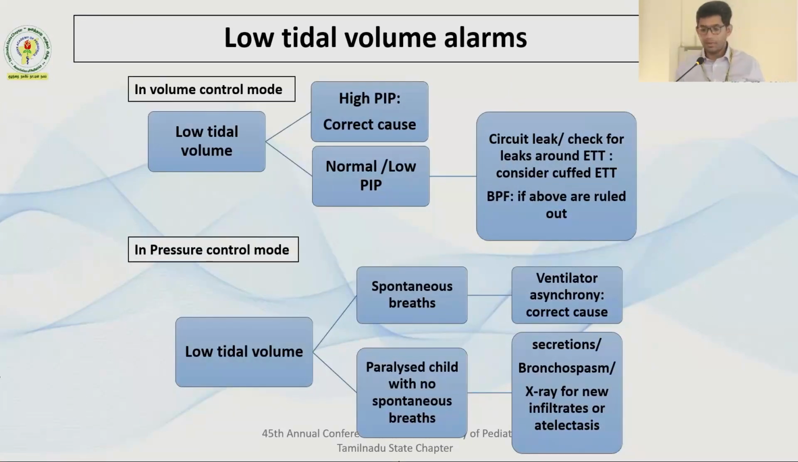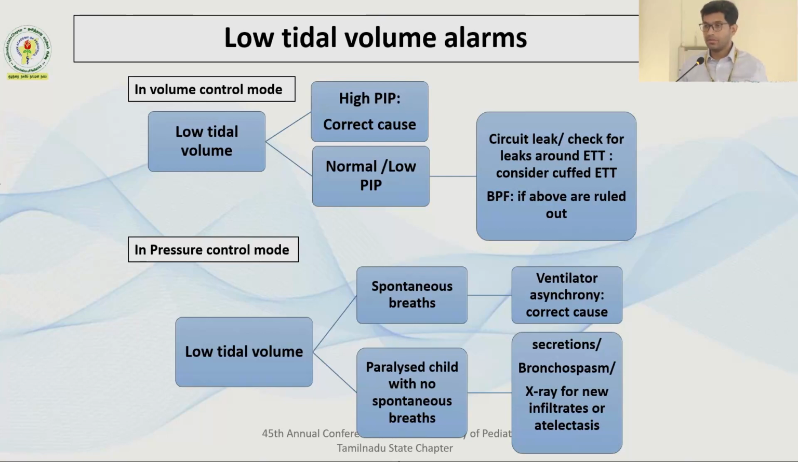Low tidal volume alarms can occur in two scenarios. When you have already set the tidal volume and the patient is not generating it adequately, check if the pressures are inappropriately high, then go back to the previous algorithm. If the pressures are normal or low, then check if there is a leak in the circuit or around the ET tube. In a pressure control mode, in other words, you have set the pressure but still you are not able to generate adequate tidal volumes.